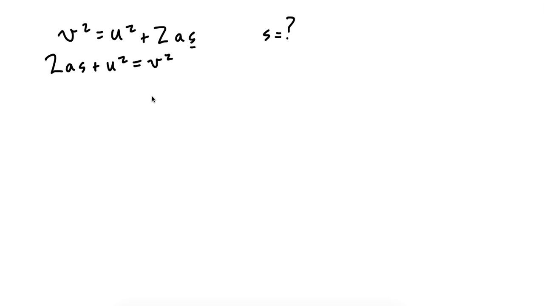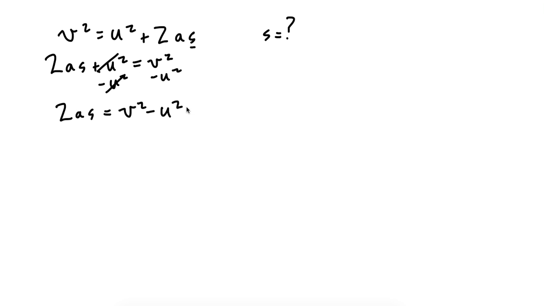Now, all right, first step, I'm going to subtract u squared from both sides. I want to get rid of that u squared because it's messy and I don't like it where it is, at least. So a plus u squared and a minus u squared will cancel out, and we'll have 2as equals v squared minus u squared. Okay, now I haven't finished yet.